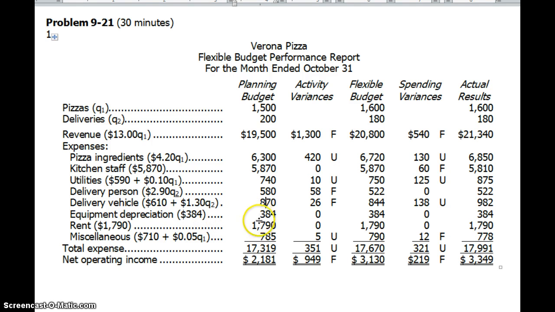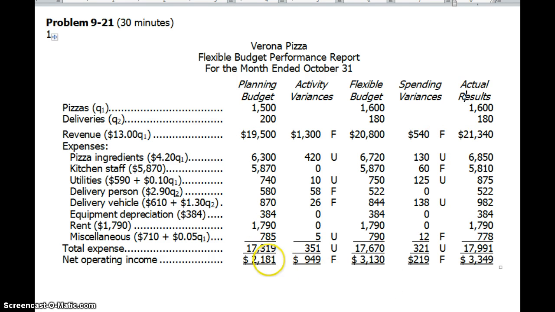Equipment depreciation fixed at $384. Rent is fixed at $1,790. Miscellaneous cost is also mixed, $710 plus 5 cents per pizza. Works out to be $785. All told, our total expense is $17,390. Net income $2,181.